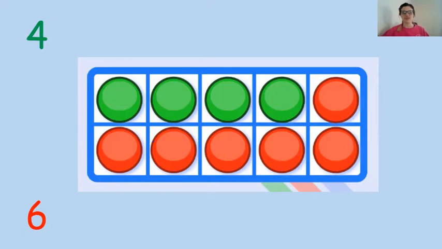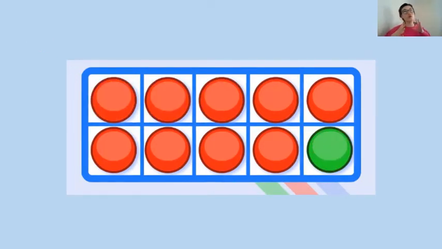Here's a question for you. How much bigger is 6 than 4? So put 4 in your head, 4. And how many more do you have to count on to get to 6? 4, 5, 6. It's just 2 bigger. That's a question you can ask at home if you want to extend your child's learning.